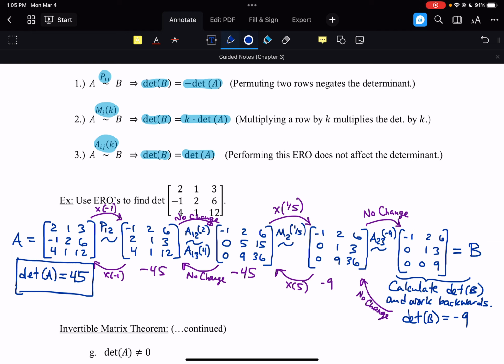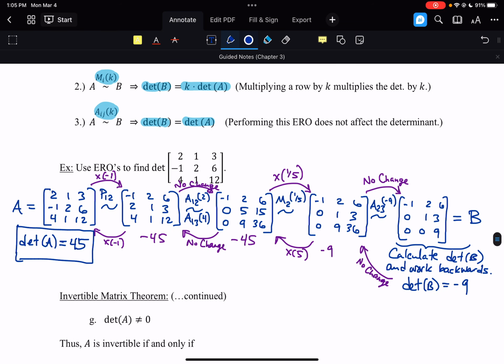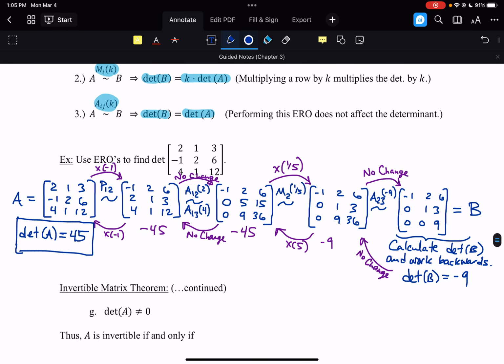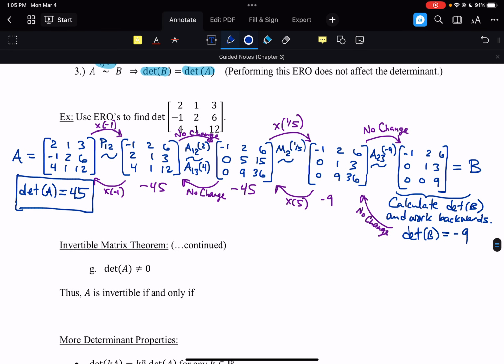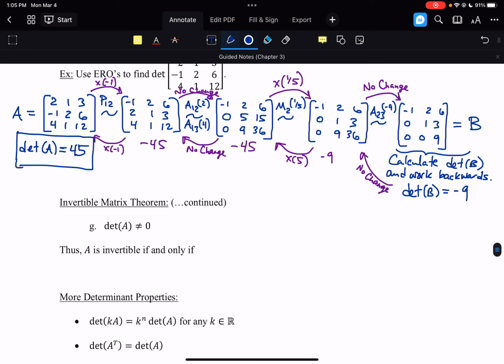Now, a couple more things to talk about here. Recall back at the beginning of the section, I was introducing the idea of what the determinant tells us about invertibility. If you recall the invertible matrix theorem from chapter 2, we're going to add one item to this theorem today, item G, as the next continuation here. It is that the determinant of A is not equal to 0. So we can say A is invertible if and only if the determinant of A is not 0.